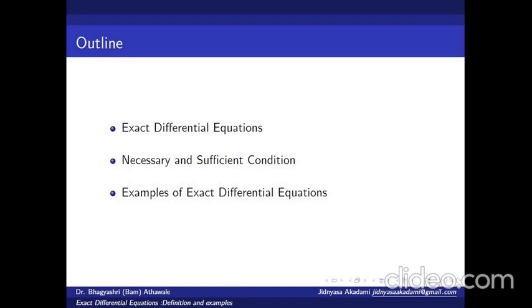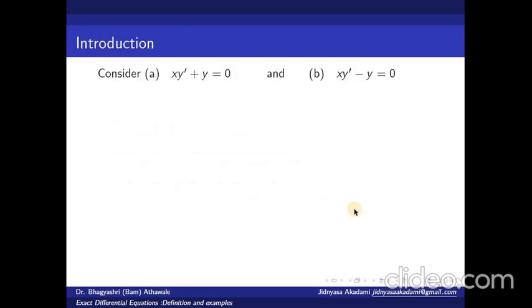Consider these two differential equations, x y dash plus y equal to 0 and x y dash minus y equal to 0. Both are very simple and similar differential equations. The only difference is of sign. Here it is plus and here it is minus. This is nothing but y dash is equal to minus y upon x and this is y dash is equal to y upon x. They are in variable separable form.